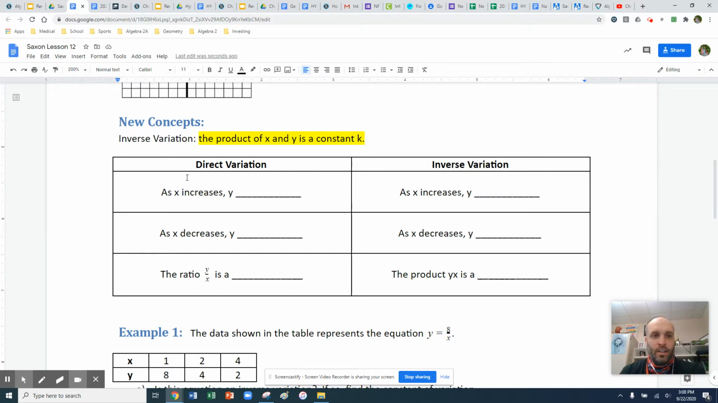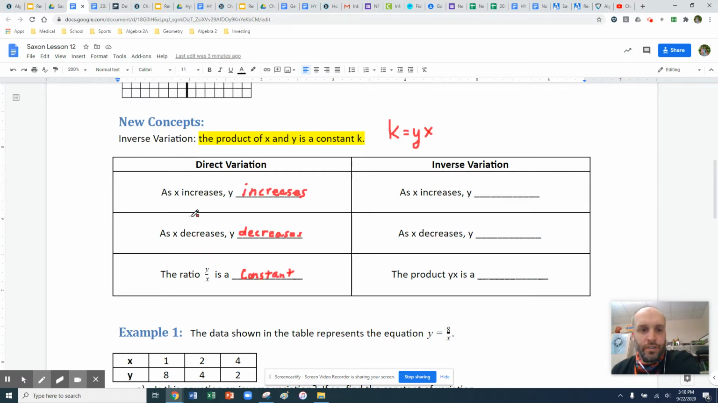So back in lesson 8, you looked at direct variation with the quotient of x and y, so y divided by x always gave you a constant k. Here we're looking at the product. So when you multiply x times y in each ordered pair in your relationship, you're always going to get a constant k.